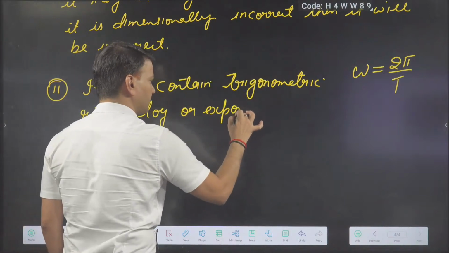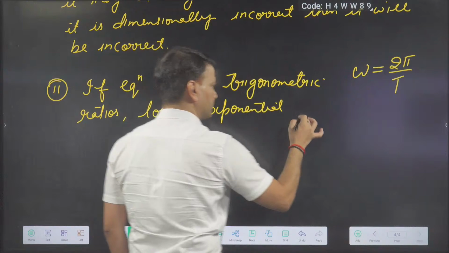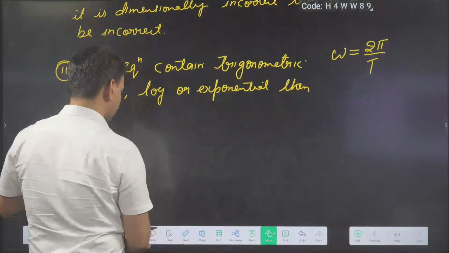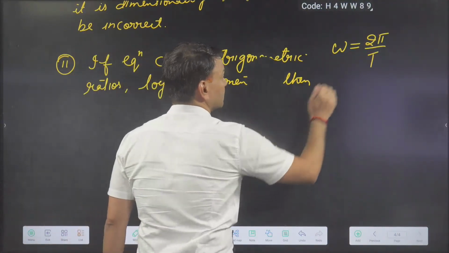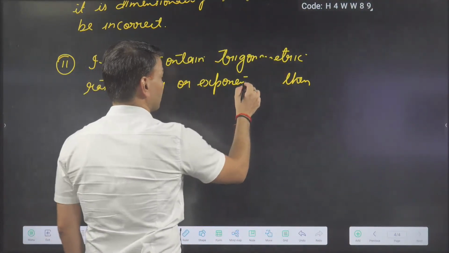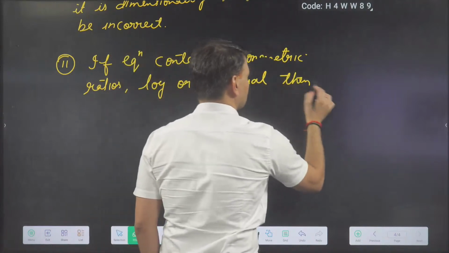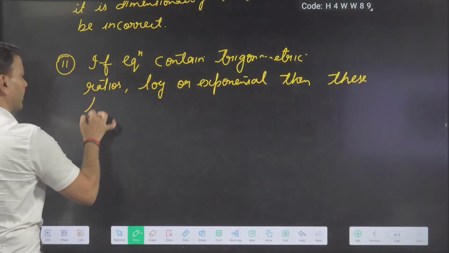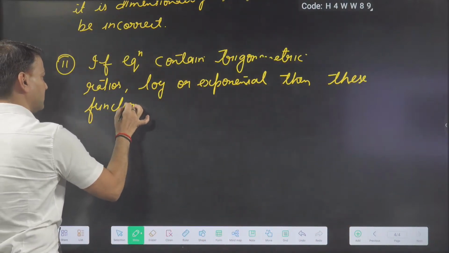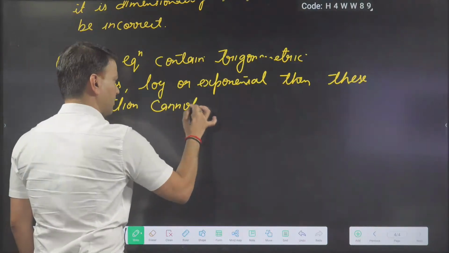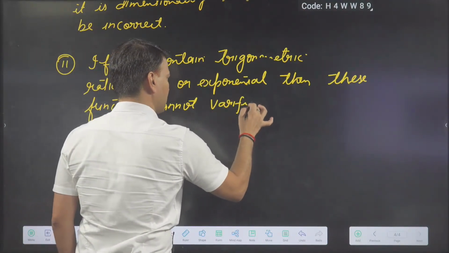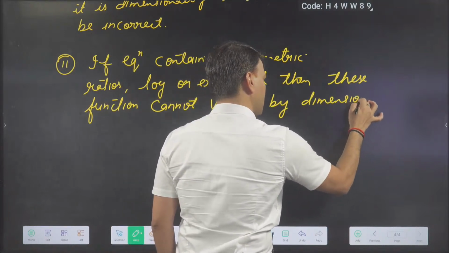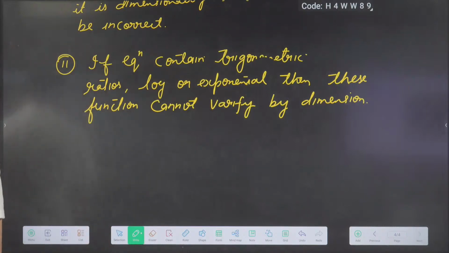So the second point: if the equation contains log or exponential, then this function cannot be verified by using dimension.